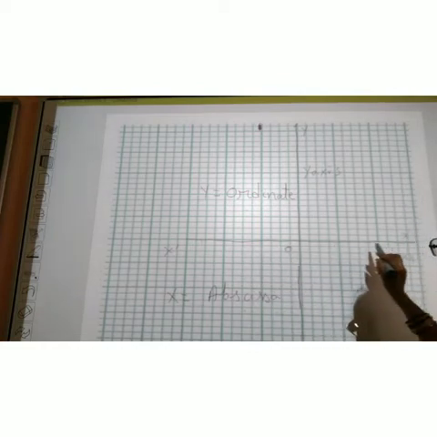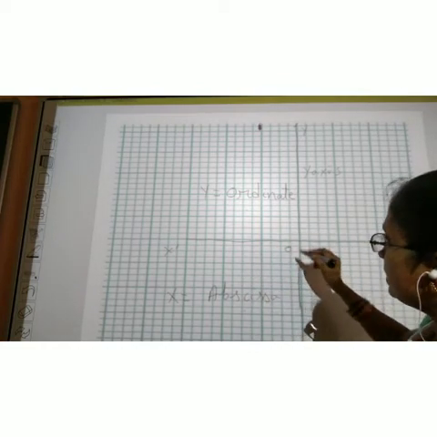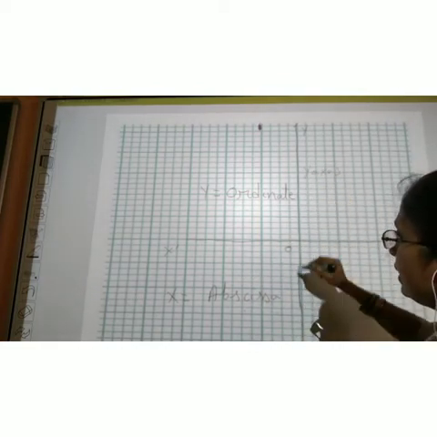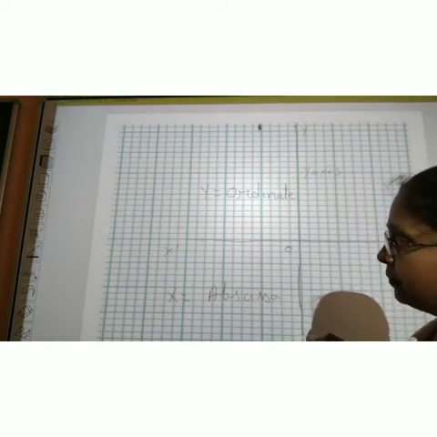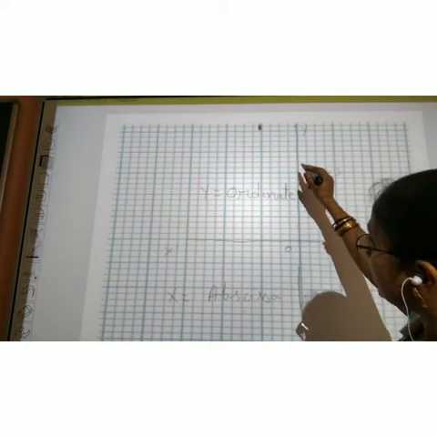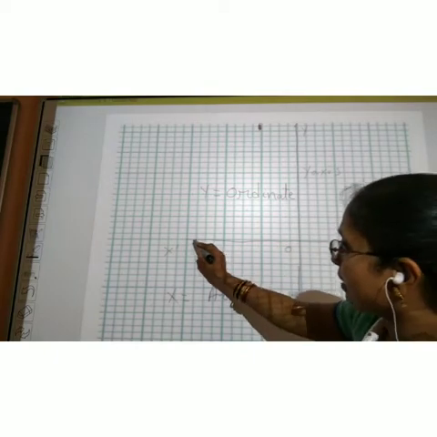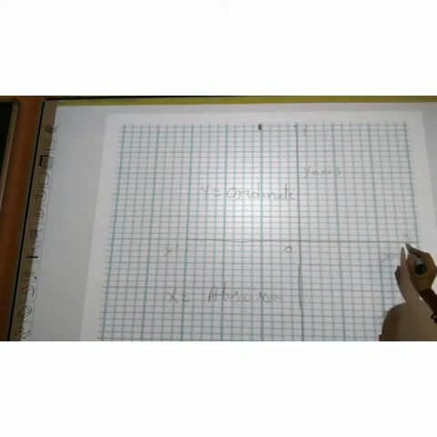We have to remember this one. If the x-axis value is 0, then where will the number lie? It will lie on the y-axis. If the ordinate value is 0, then the number will lie on the x-axis.